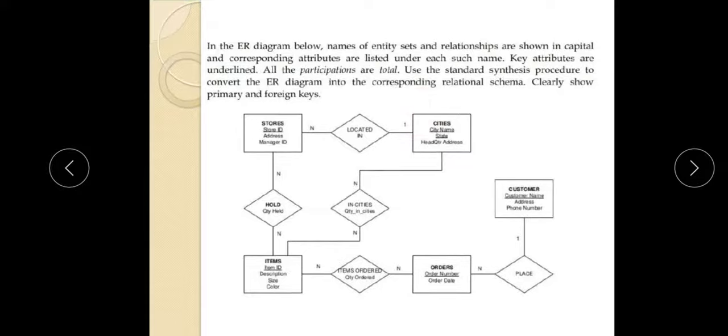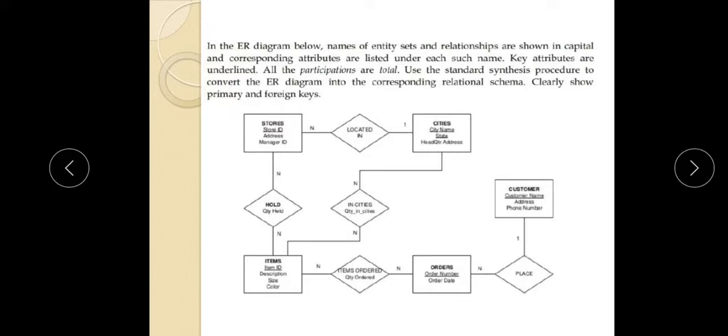Then they have given that the key attributes are underlined. So these are the primary keys. Here the store ID is the primary key. Here city name and state is the primary key. Here customer name is the primary key. Here order number is the primary key. Item ID is the primary key here.